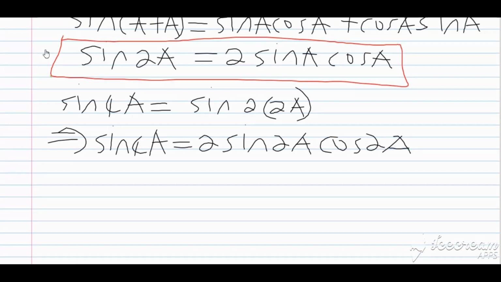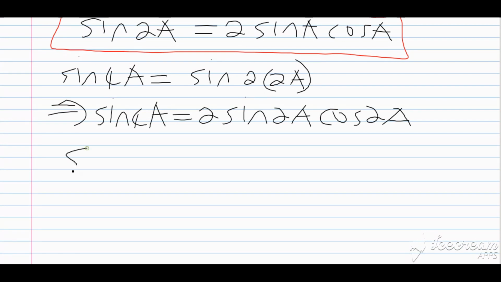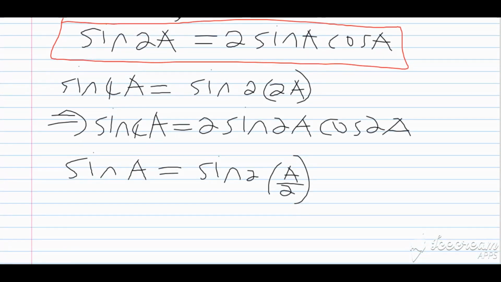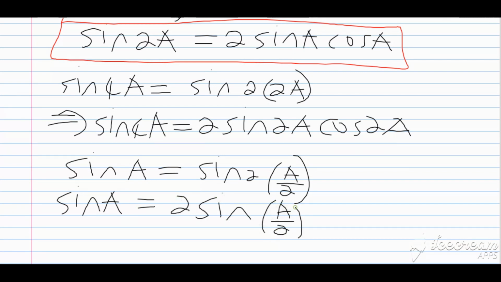Let us say we had something like the sine of A. That too, I could write as the sine of 2 times A over 2, which means that now I'm going to replace my A by A over 2 in my original formula. So I'm going to have sine A equal to sine A over 2 cosine A over 2.